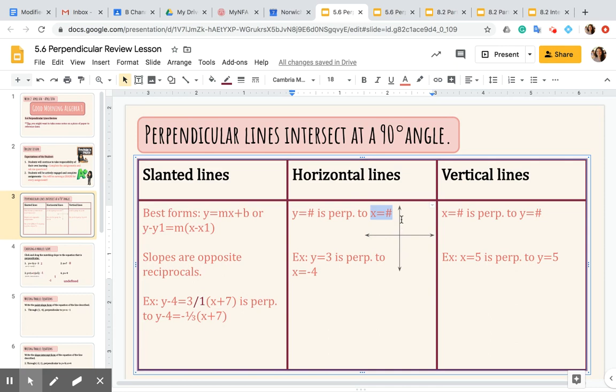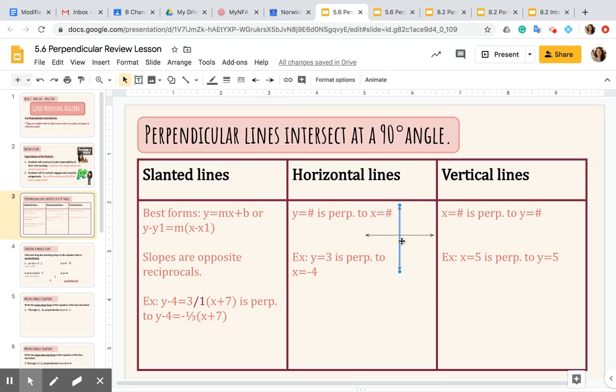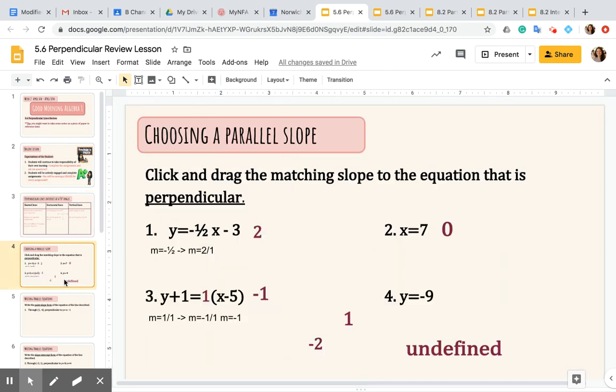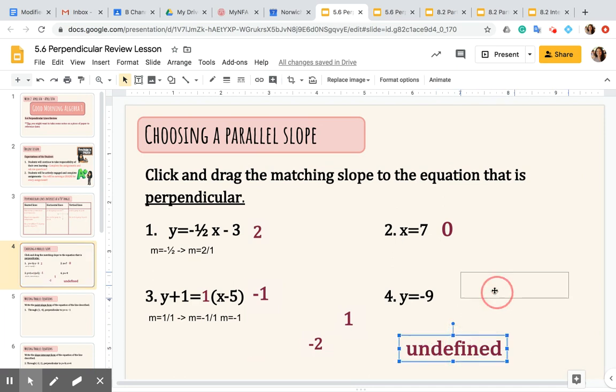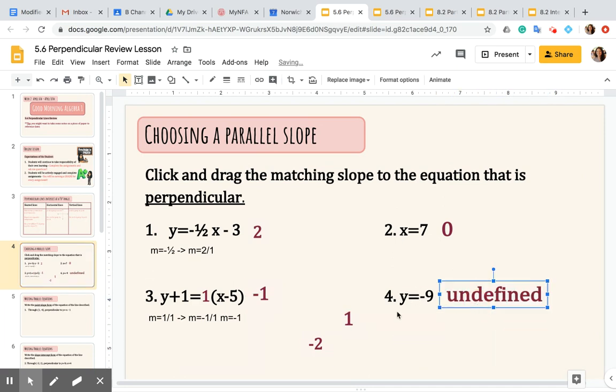Remember the video where the guy is skiing? What does he scream when he falls down the cliff? He screams undefined, and that's the slope that would be perpendicular to this. This had a slope of 0. Perpendicular slope would be undefined. And there's two slopes that I didn't use. So just be wary of that when you guys do your homework slide.